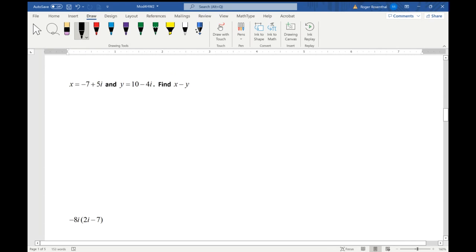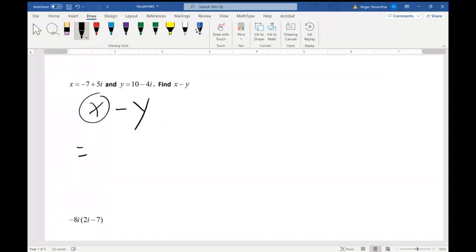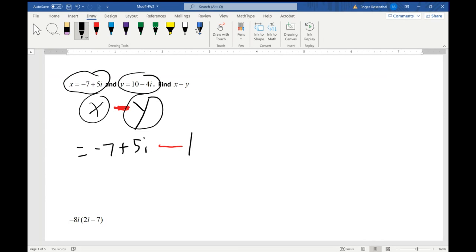Okay, for this one, as with all of them, you should pause, try it, and then unpause and see what you get. Okay, we're trying to figure out what x minus y is. Well, you can always replace something with something it's equal to. So you can replace the x with -7 plus 5i. Then, let me make that red, there's a red minus between them. So then we have the minus. And then we need to replace the y with the thing that y is equal to, so we get 10 minus 4i. Now the problem is I skipped a step that I'm not allowed to skip.